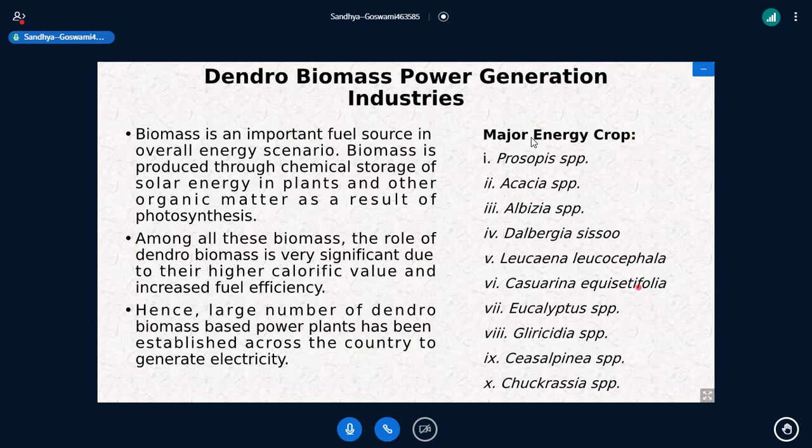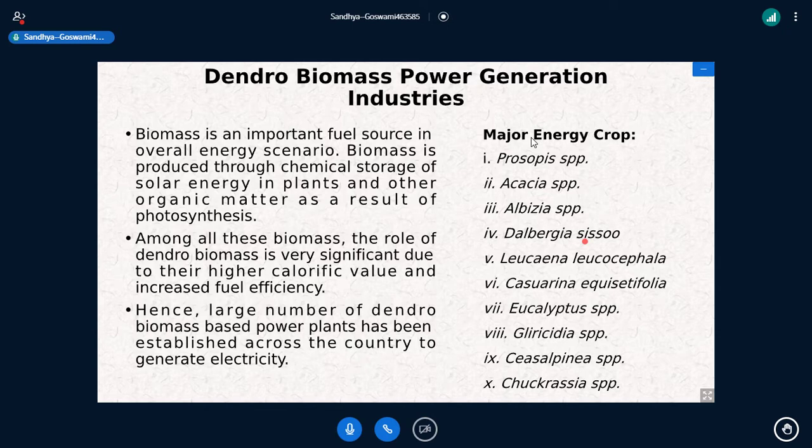Examples of major energy crops, major trees used as dendrobiomass for power generation: Prosopis, Acacia, Albizia, very very important. ठीक, जब भी हम heat energy की बात करते हैं, to these are important fuel wood species, right? Prosopis, Acacia, Albizia, Dalbergia sissoo. Though Dalbergia sissoo is more important in terms of timber, it also can be used for biomass generation plants, especially its branches, etc.